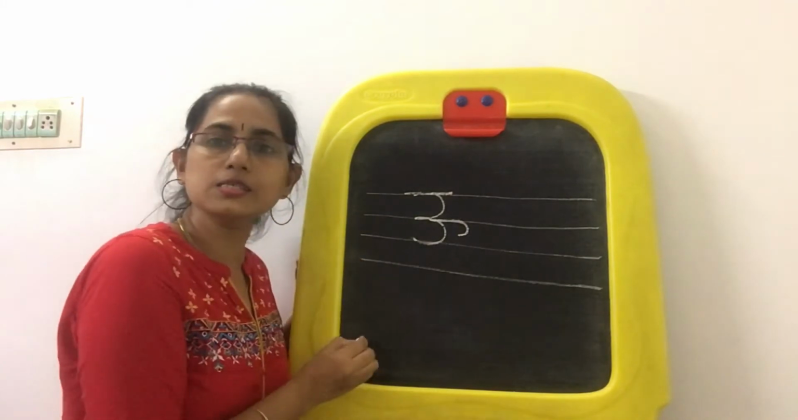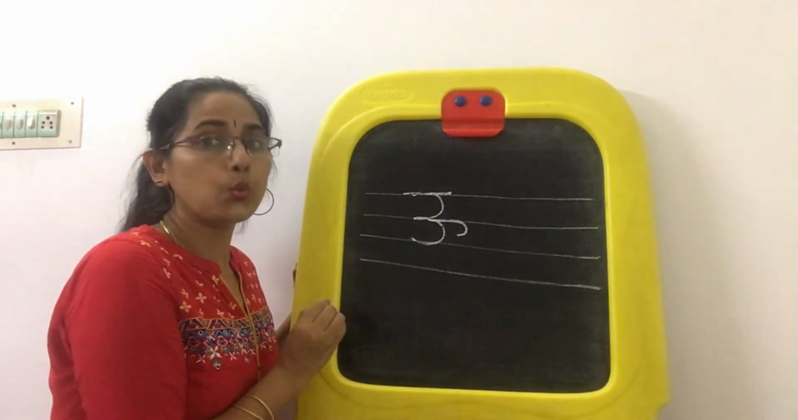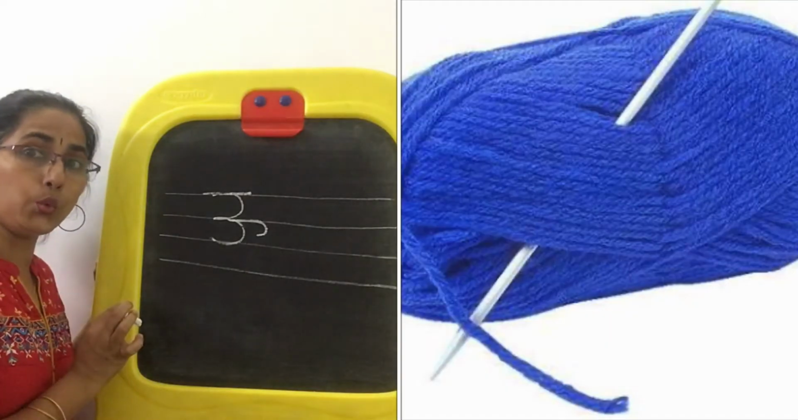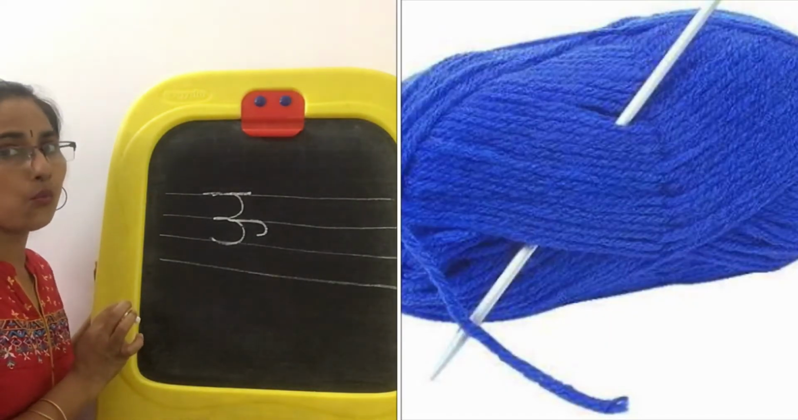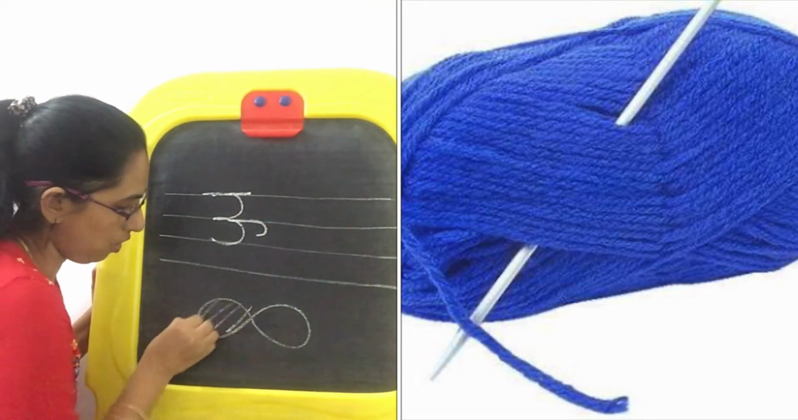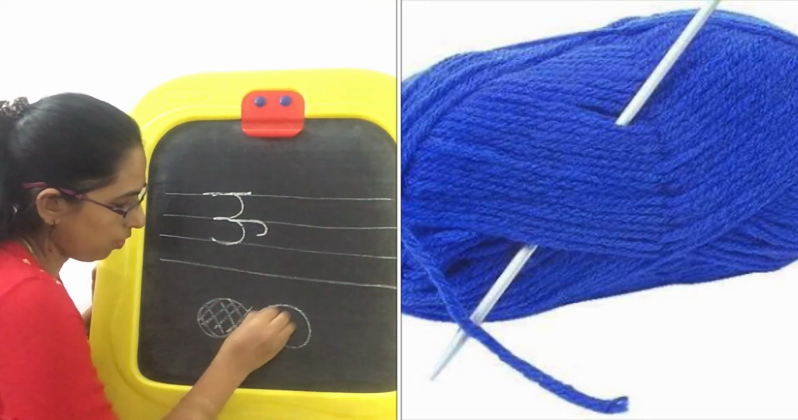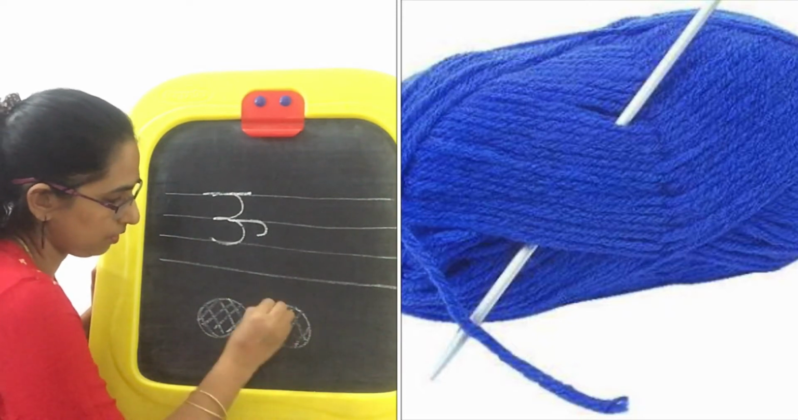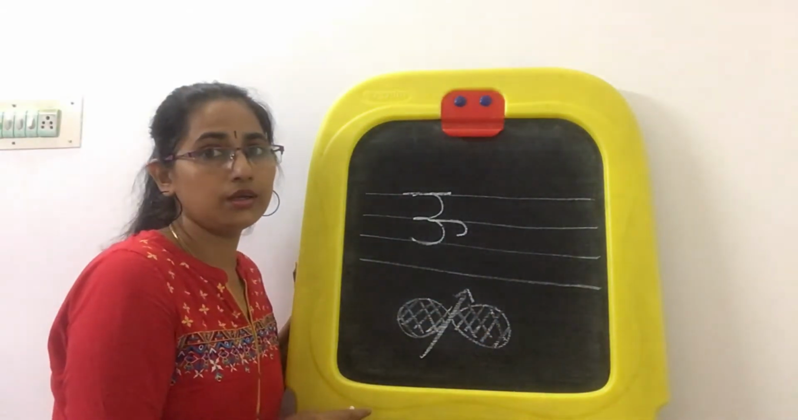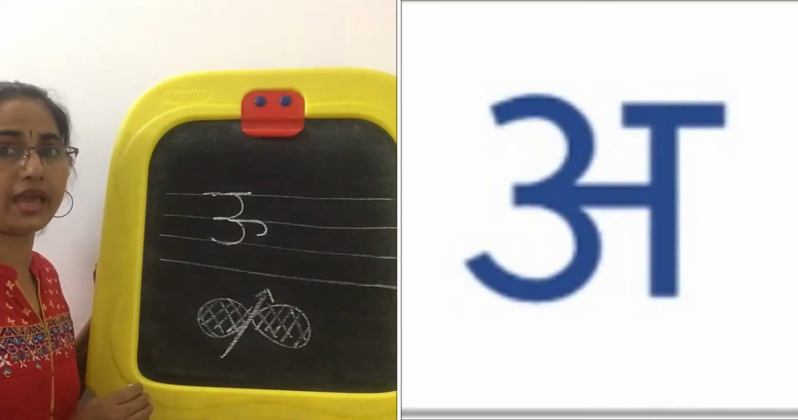Now what is this? This is letter U. U say oon. Oon yaane wool. Okay, see here. This is the picture of oon. U say oon. Okay, now we will recap again.